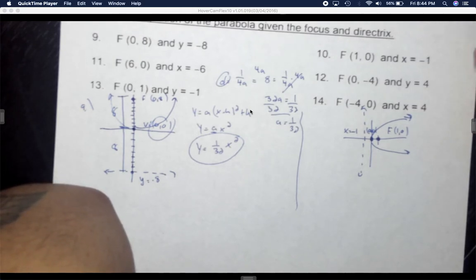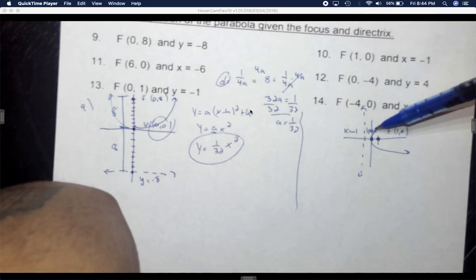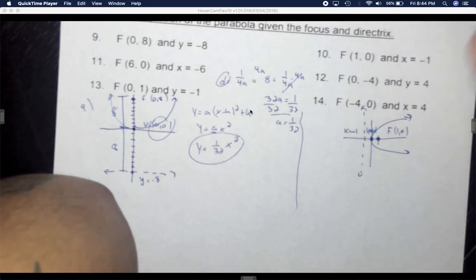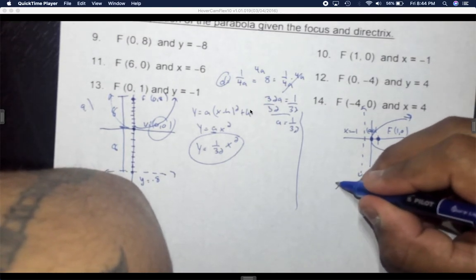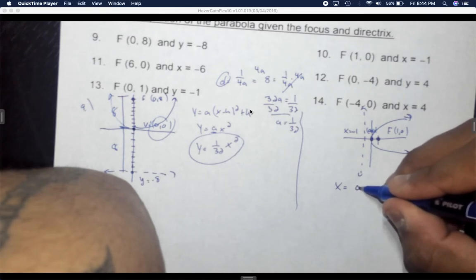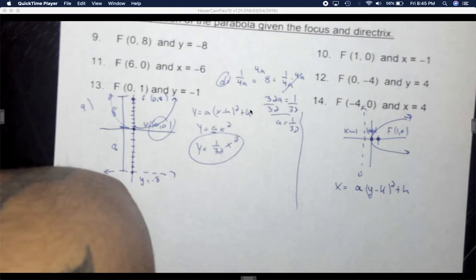Yeah, that's pretty much it. We pretty much got it. Now keep in mind that your vertex is always going to be at (0, 0). I made these problems purposely like that so it could be a little bit easier. Now I know it's facing to the right, so I know it's going to be x is equal to a(y minus k) squared plus h.